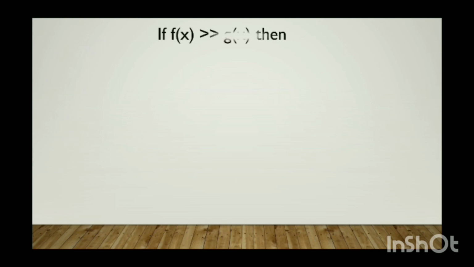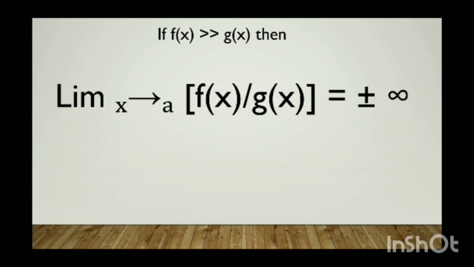Okay, we're going to look at another case study. Let's take for instance that f of x is far greater than g of x. So if f of x is very much greater than g of x, then the limit as x tends to a of f of x over g of x is plus or minus infinity.